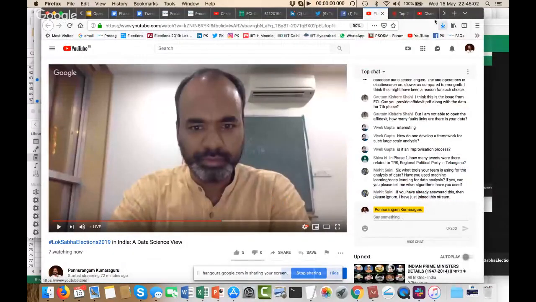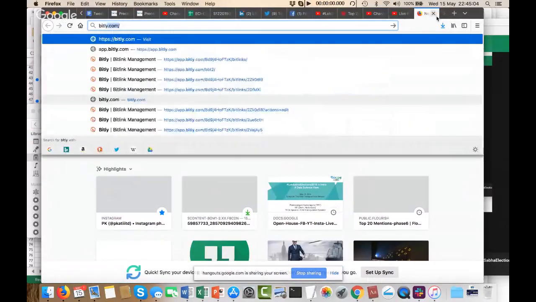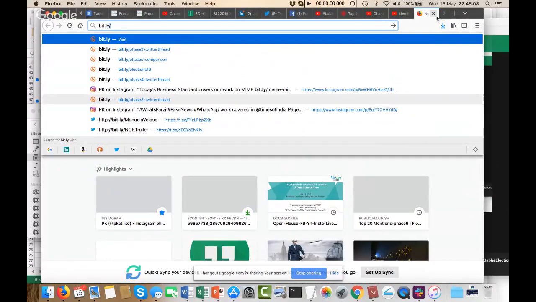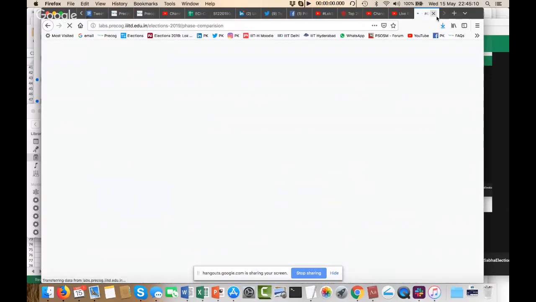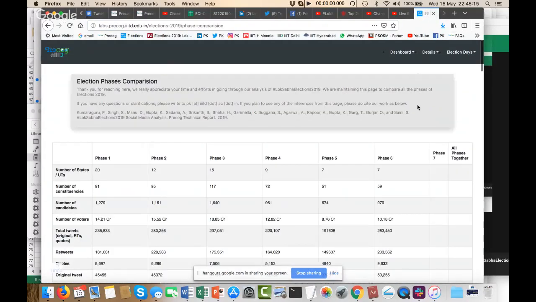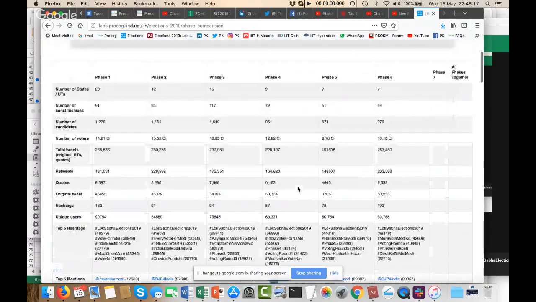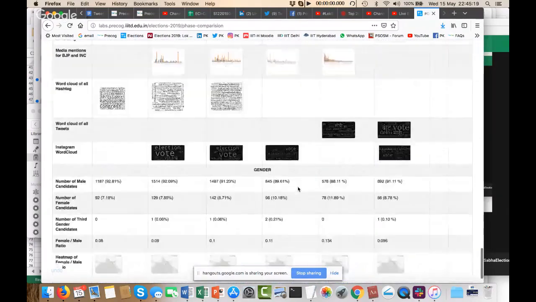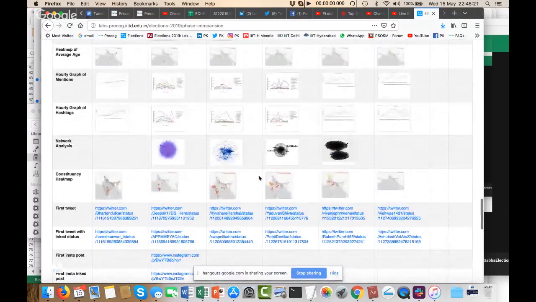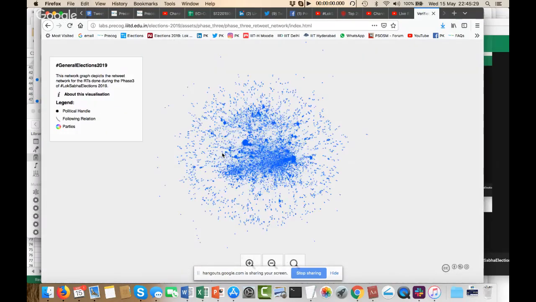Yeah, so let's go to this base comparison. I assume all of you can see my screen even now, right? So I want to take you to the network graph. If you go to the network graph, there are a lot of users in each of the phases, right? But we can't actually show all the users in the graph. There is a limitation in terms of showing them in the graph itself.